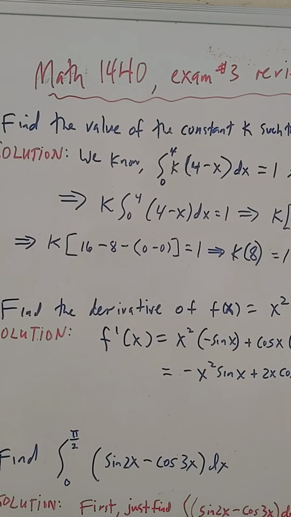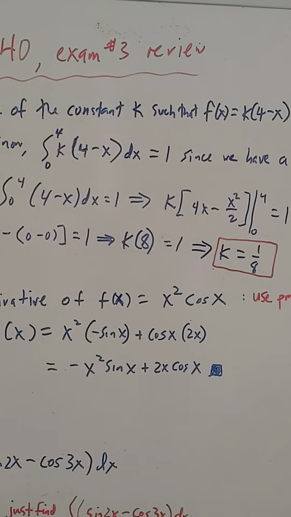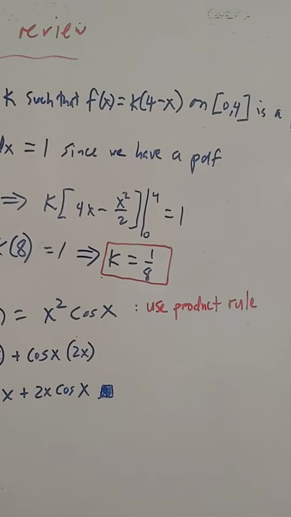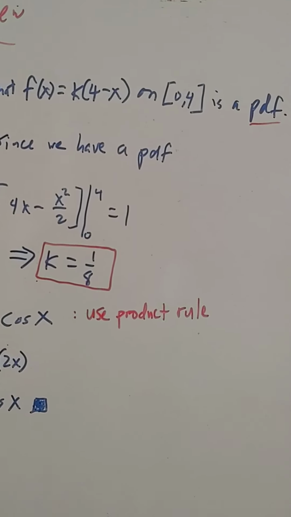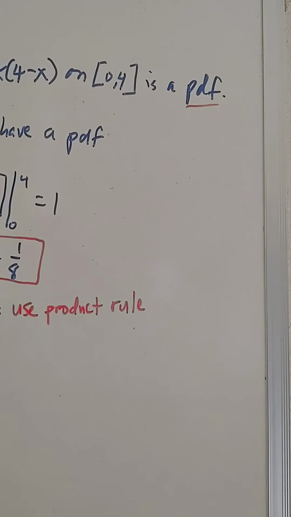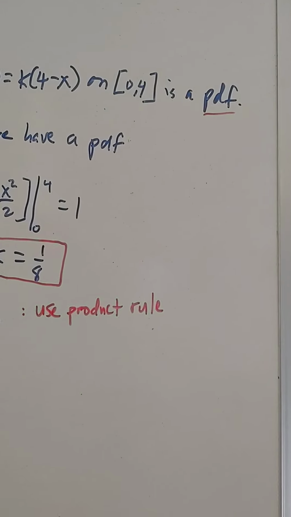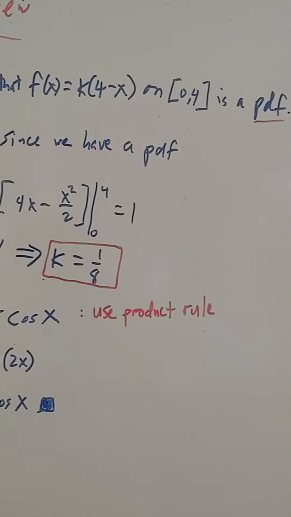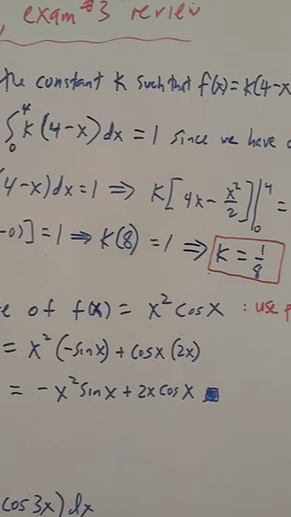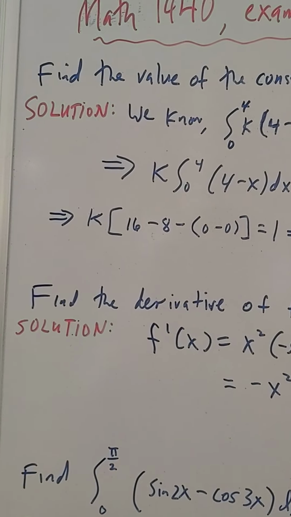Okay, so I got 3 problems here already solved, so I'll just explain what I did. So the first question is find the value of the constant k such that f of x equals k times 4 minus x on the interval 0 to 4 is a PDF, probability distribution function. So since we're told it's a PDF, that means if I take the integral of this function on the interval 0 to 4, we must get 1. So that's what I started off.